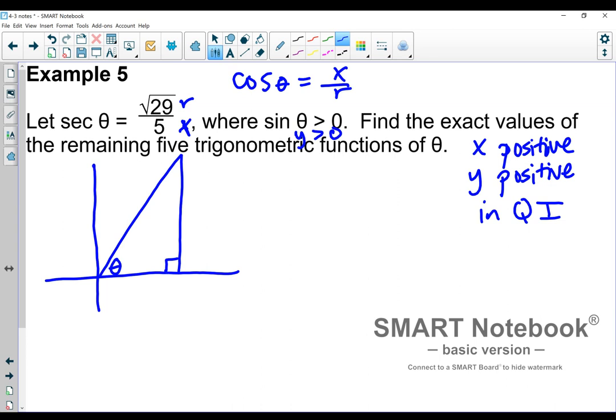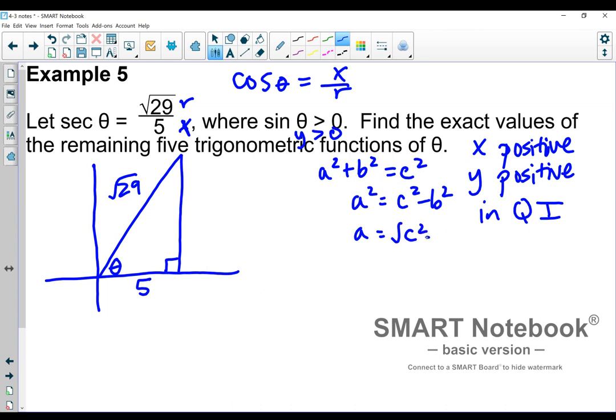My theta is going to be right here. And so I know that I have my x side is 5 and my hypotenuse is square root of 29. And then I know that I could do Pythagorean theorem to get that third side. So remember, if we have a squared plus b squared equals c squared, and then I wanted to find one of the legs, it's going to be the square root of c squared minus b squared, because we're always rejecting that negative value.